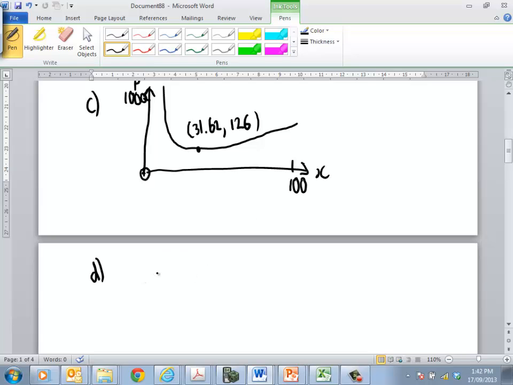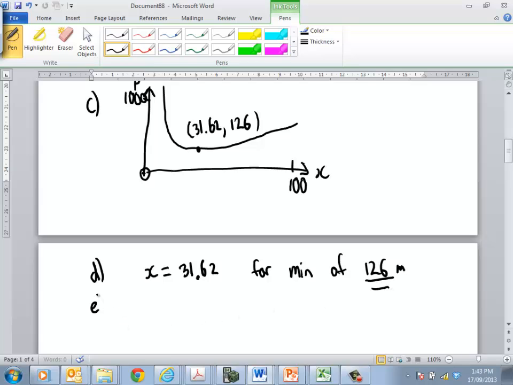So using my technology, what am I going to do? I'm going to find my X value. So I'm saying X is in fact 31.62, for a min of 126 meters. All right, so you can say that.